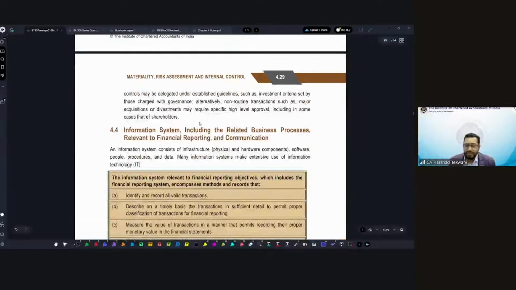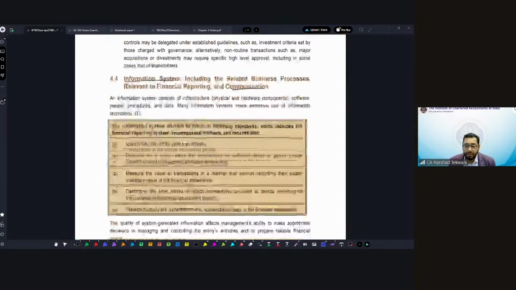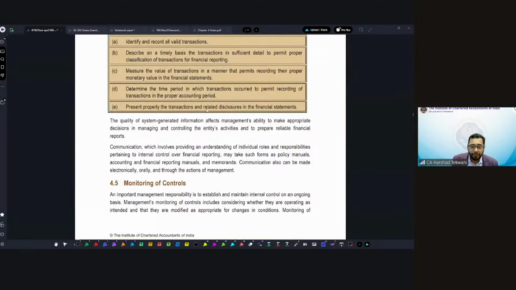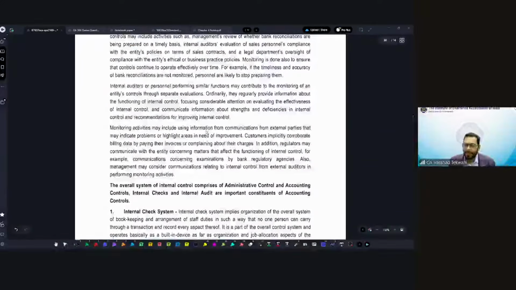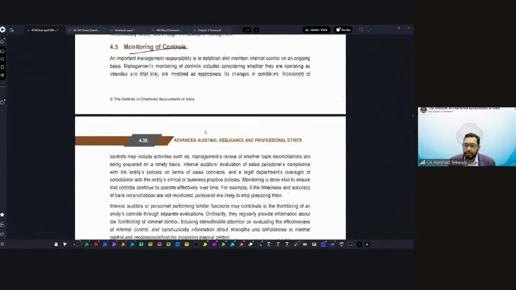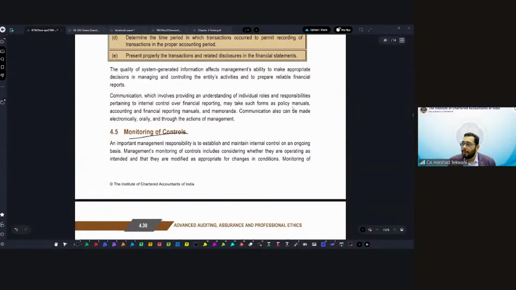Then the information system that we have already discussed. Communication and information is a very important part, that to and fro. And the monitoring of the control, that someone is monitoring that all the relevant components, all the relevant parts of the component are working appropriately. Okay. So this is what your components of internal control are.